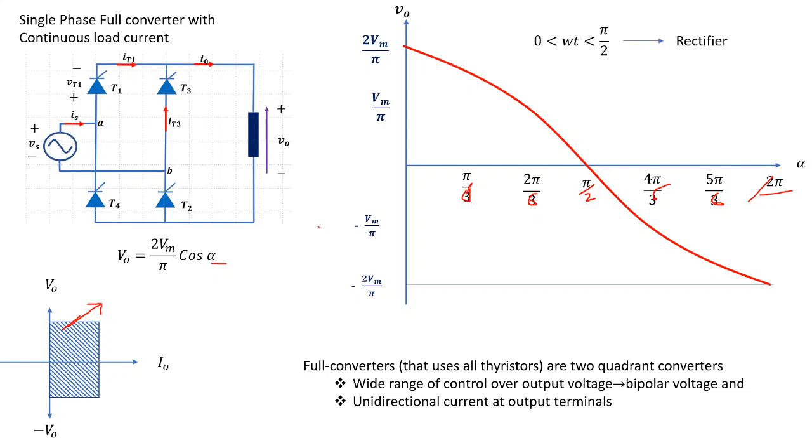So for alpha ranging from 0 to pi by 2, it is a rectifier, and for pi by 2 to pi, it is going to be a line commutated inverter. Okay, so this is about the operation of the line commutated inverter.